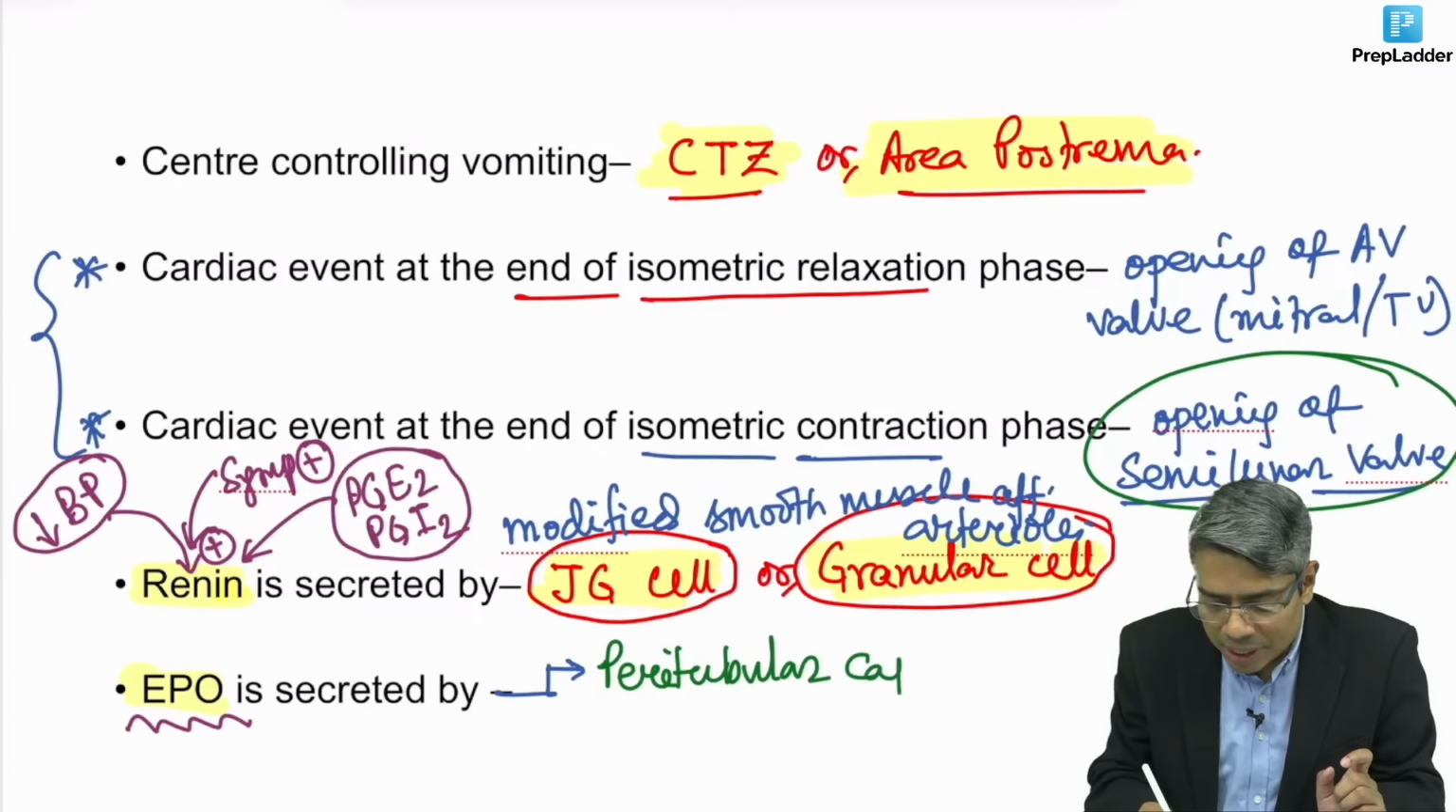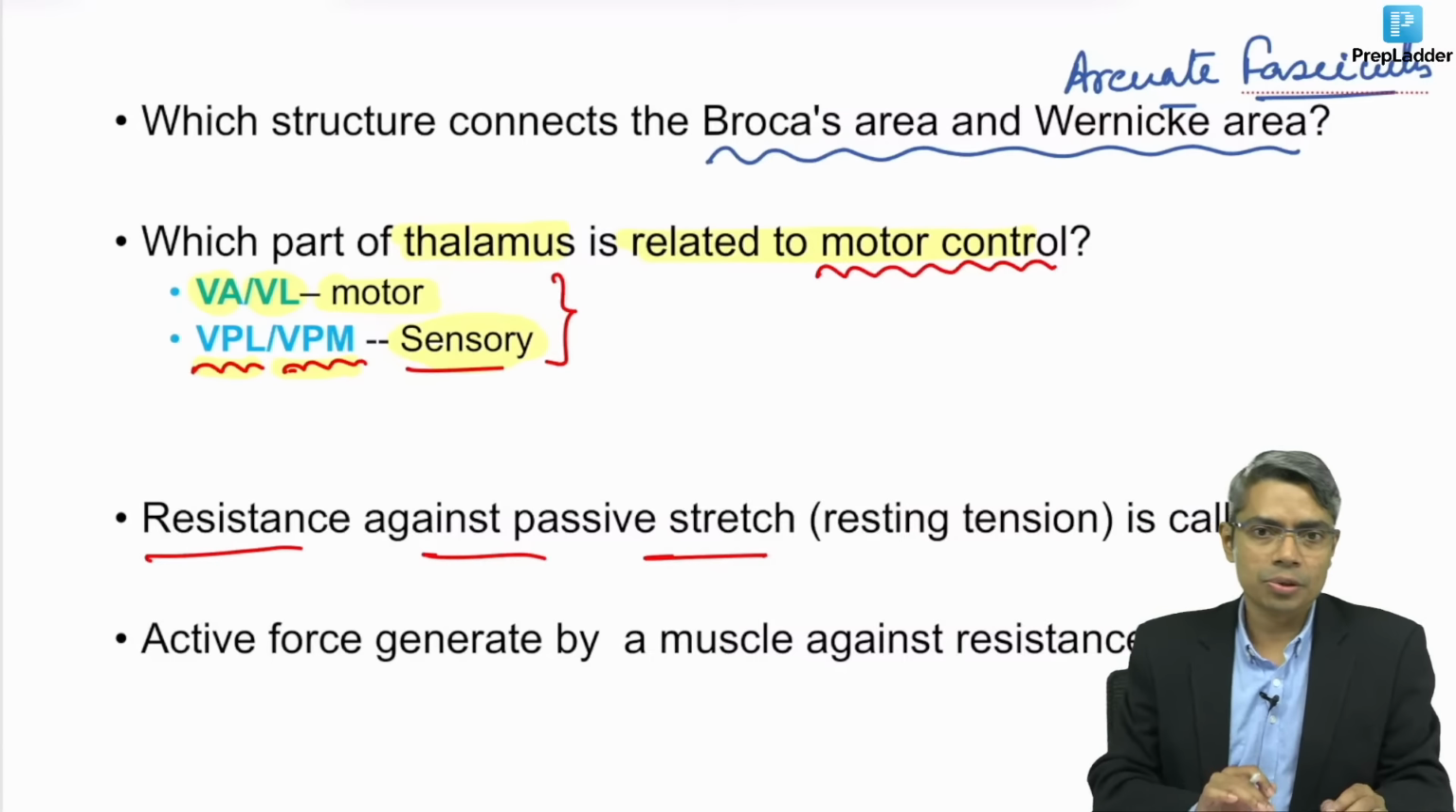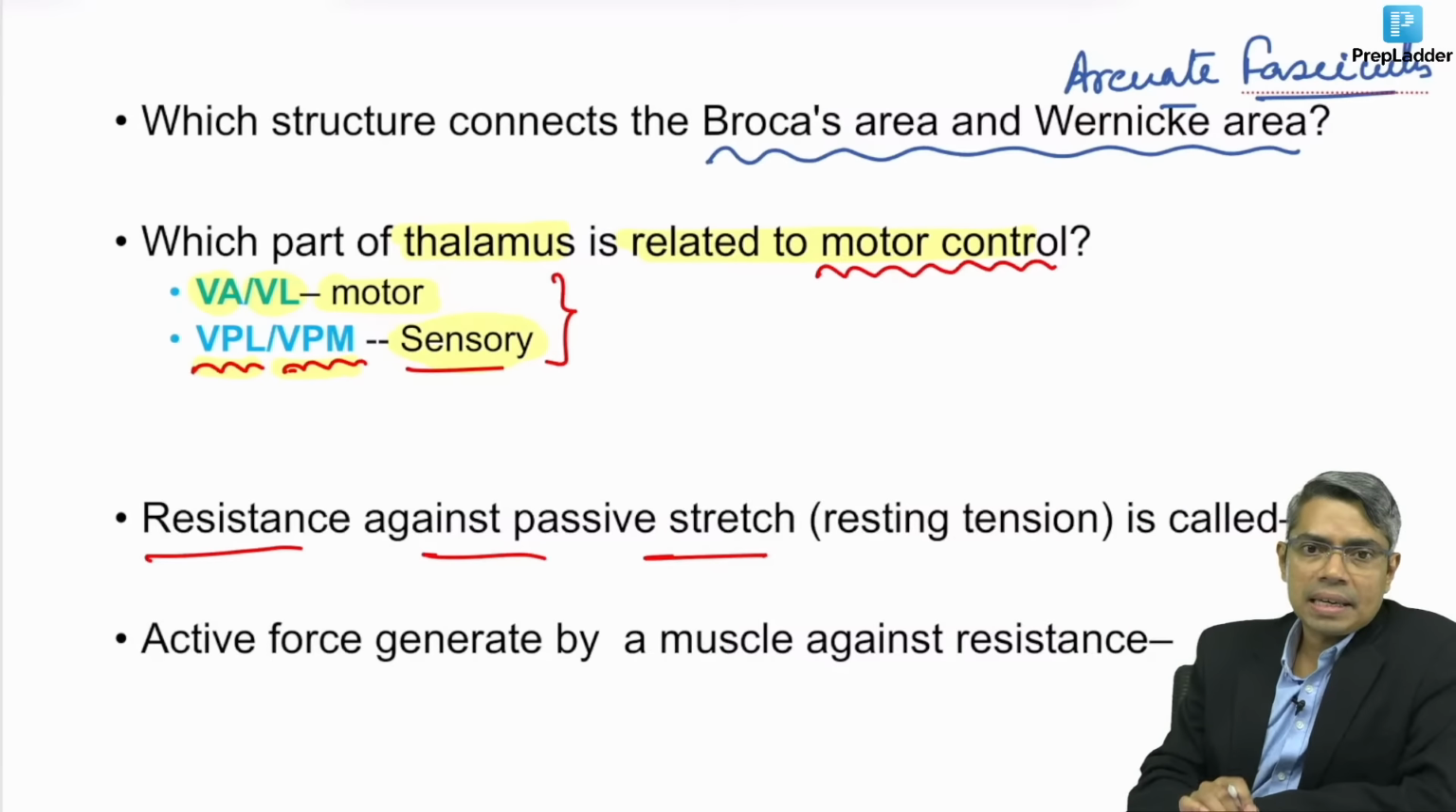Okay. Next, resistance against passive stretch. This was the MCQ which was asked in your previous year question. Resistance against passive stretch is called... So, the answer of this question will be, this is known as the muscle tone.